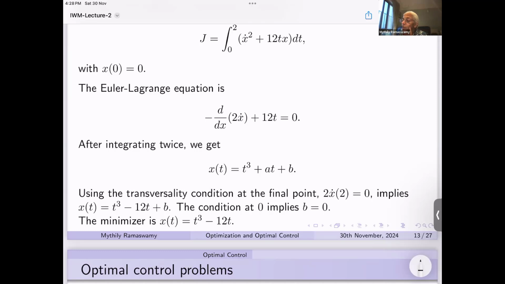Now who is floating around? B. The B can be killed by using the initial condition because the initial point is fixed, x(0) is 0. So the minimizer is x(t) equal to t cube minus 12t. So this is one way we can use the transversality condition. Now there are many cases, if both endpoints are free, and so on. So that will add more and more transversality conditions, or complementary conditions, they call it.